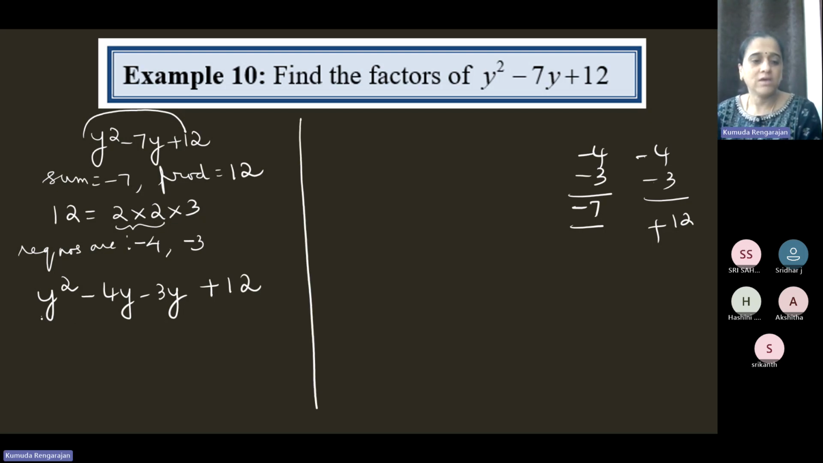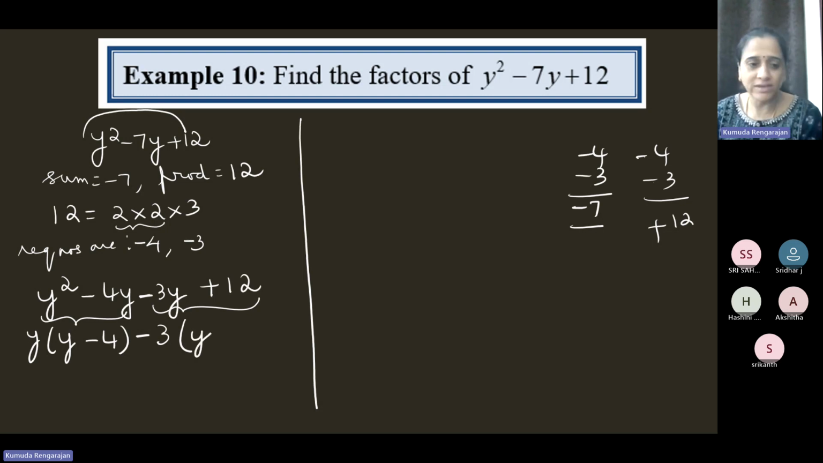Now it's grouping. Group the first two terms, group the last two terms. Y is common, open bracket, y into y squared, minus 4 into y is minus 4y. You should write the sign down as it is. 3y and 12, 3 is common, open bracket. 3 into y is 3y, minus 3 into y is minus 3y, minus into minus is plus, 3 4s are 12.